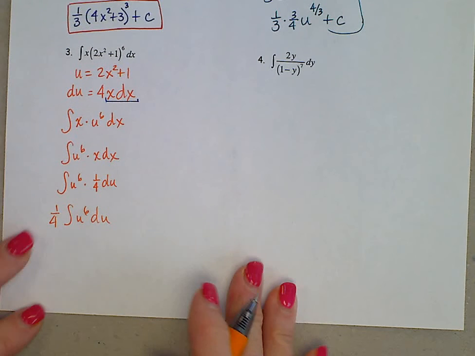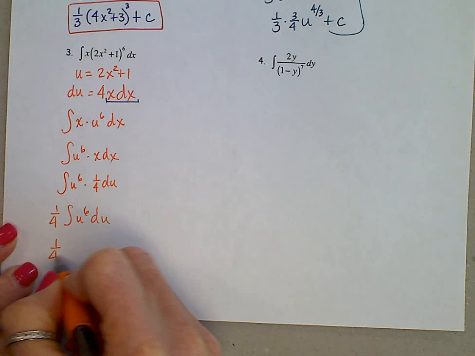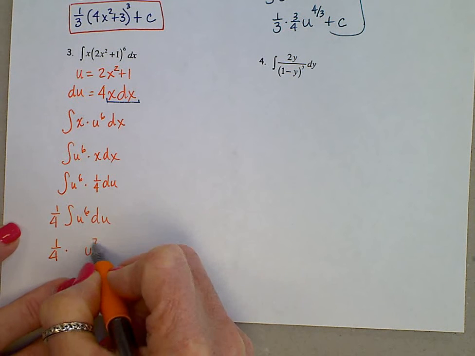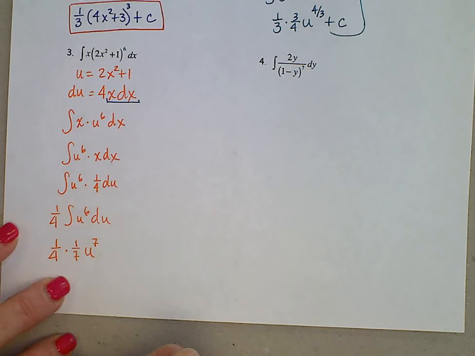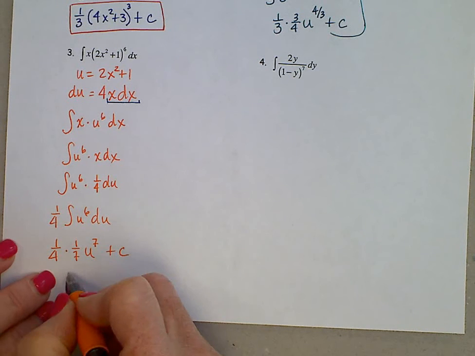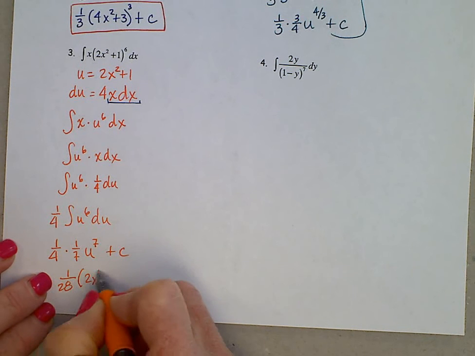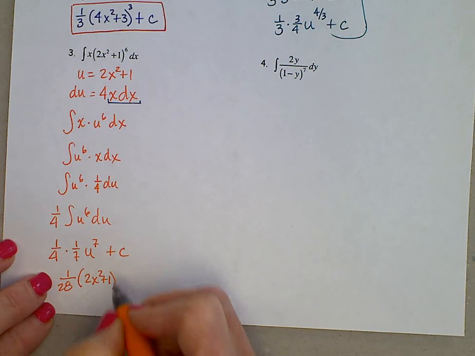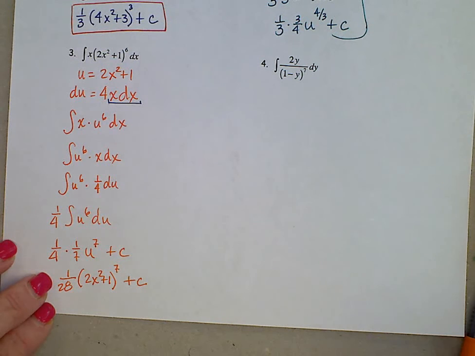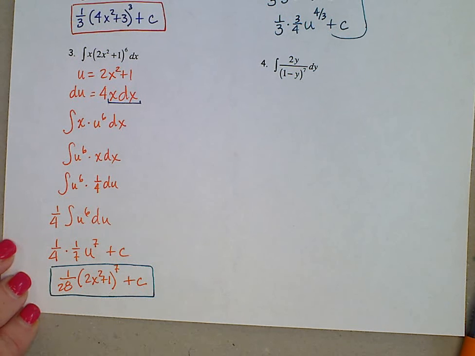And now we have a nice clean integral. We can do that antiderivative. Here's the 1/4. And then this one, u to the 7th, 1/7 comes down, plus a c. And we end up with 1/28 times u, which was 2x squared plus 1 to the 7th plus c. And there's that final answer.